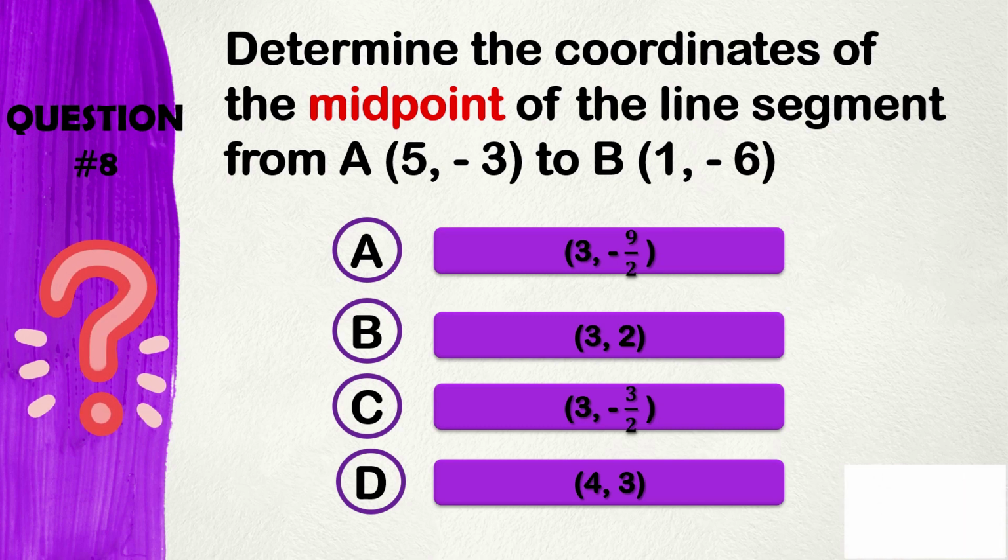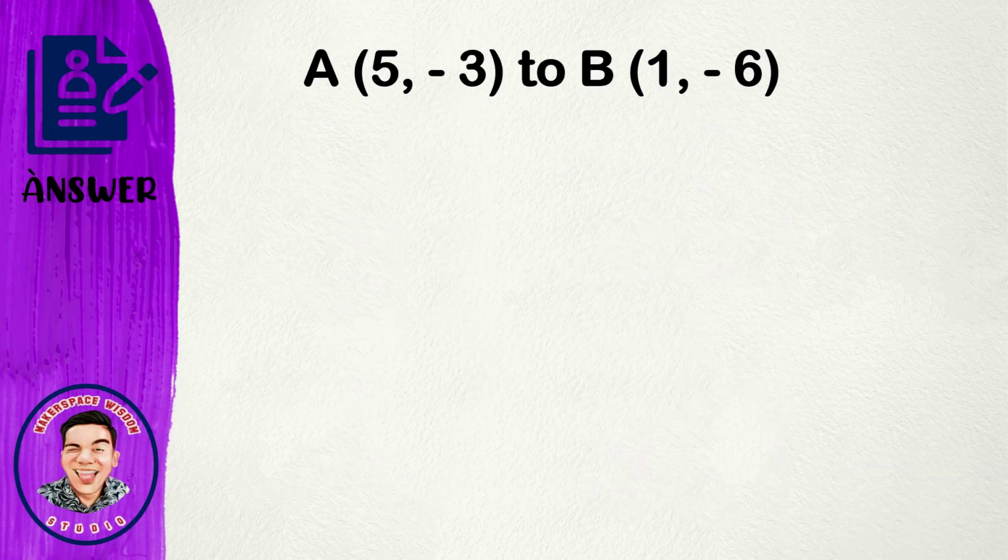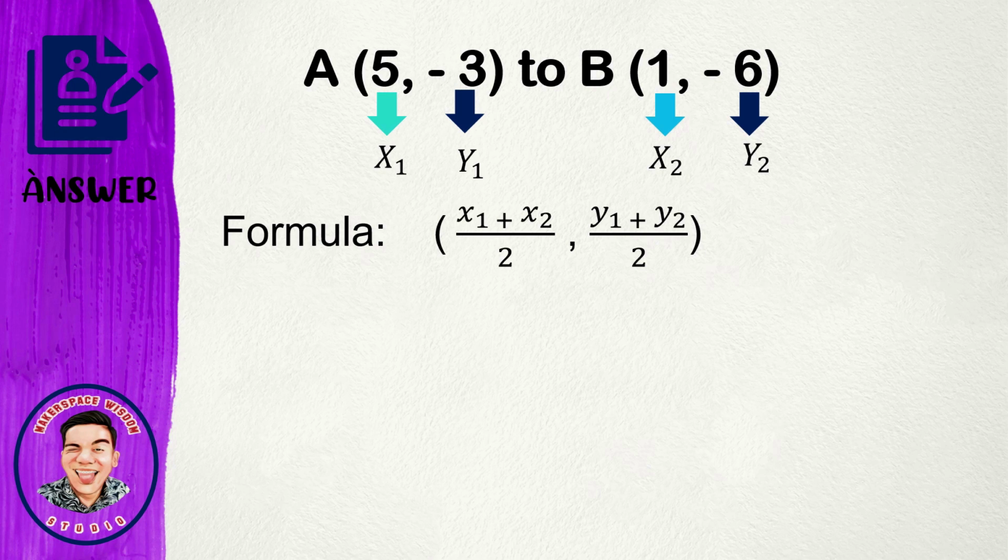Time is up. Based on the given, we have point A, which is equal to 5 and negative 3, to point B, which is 1 and negative 6. The 5 here will be our x sub 1, negative 3 will be our y sub 1, while in point B, our 1 will be x sub 2, and negative 6 will be our y sub 2. Substituting it in the formula for the midpoint, we have x sub 1 plus x sub 2 all over 2, and y sub 1 plus y sub 2 all over 2.